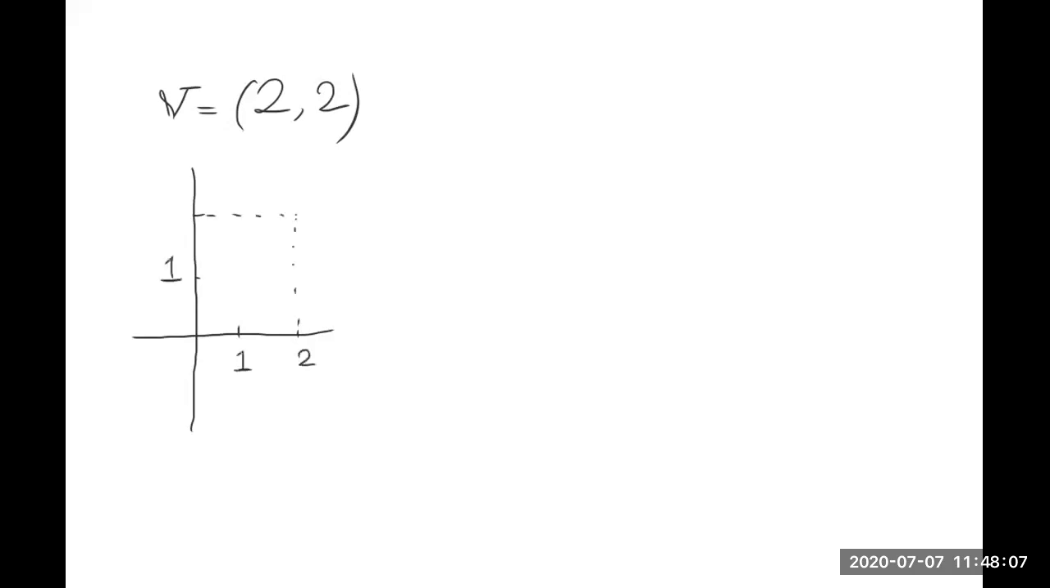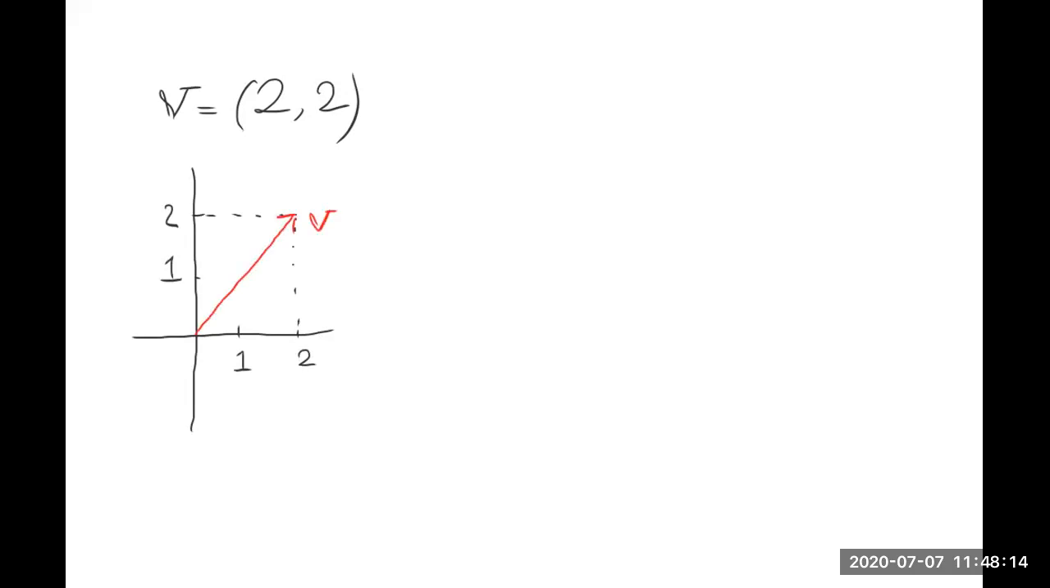Let's say we have a vector v with coordinates, let's use something which makes sense, something that I know its coordinates. Let's say 2 and 2. It's a vector v with coordinates 2 and 2. 1, 2, 1, 2. This is the vector v.